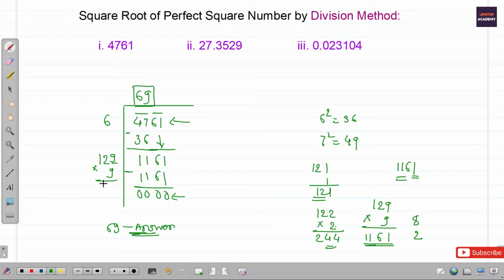I hope guys you got how to find the square root of a perfect square number by the division method, but in this case this number was not a decimal number. Let us deal with a decimal number, but that number will be a perfect square number.